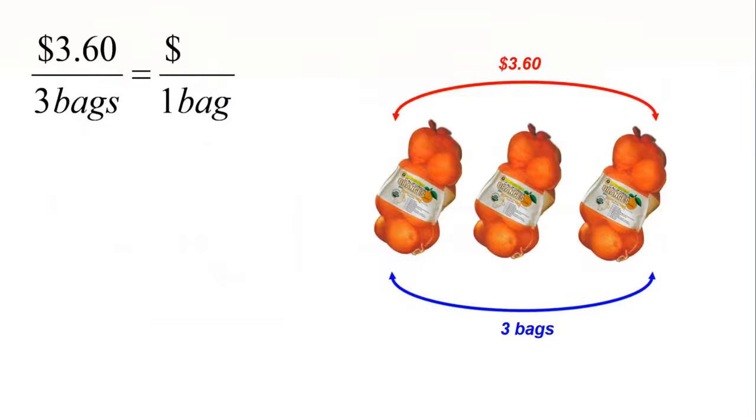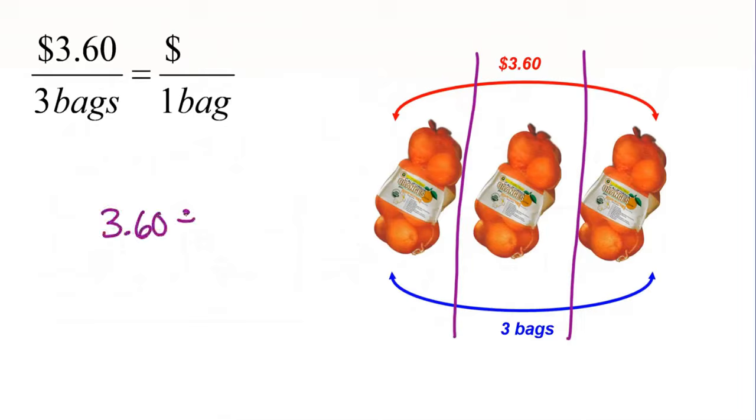Here's the bags of oranges example. It's $3.60 for every 3 bags of oranges. How much is it per bag, or how much is it for every one bag? So again, we want to divide this into 3 equal groups. The total cost is $3.60, but we're going to divide it into 3 equal groups because there's 3 bags. So we're going to use division. $3.60 divided into 3 equal parts, you get 1.2. But since we're talking about money, that would be $1.20 per bag, or $1.20 for every bag.